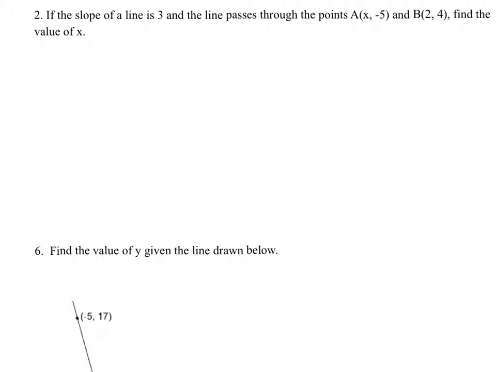This is day 2. And here we're actually giving you the slope, but what you need to do is find out what the missing coordinate is. So for this one, you need to find out what the x value is for that coordinate. So let's first read the sentence. If the slope of the line is 3 and the line passes through points A, x, negative 5, and B, 2, negative 4, find the value of x.